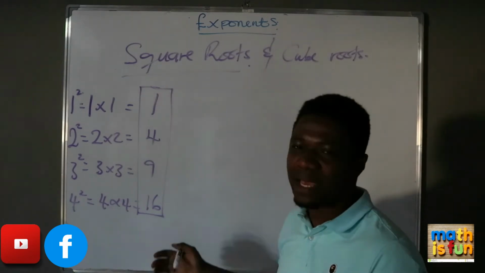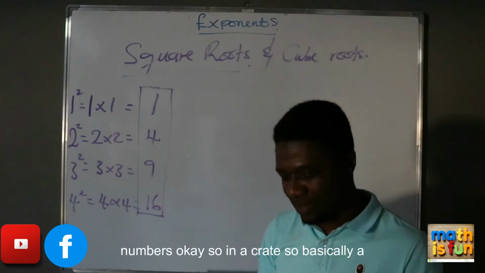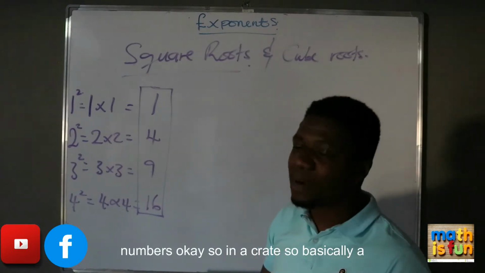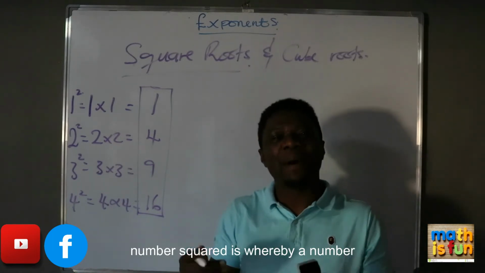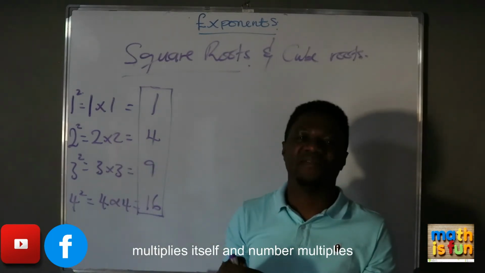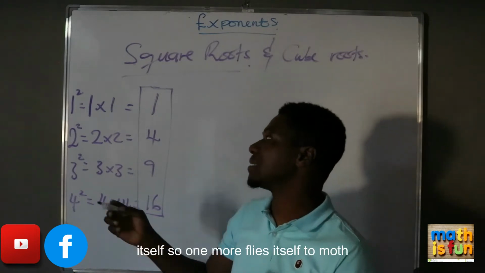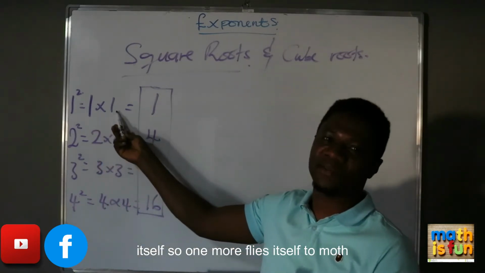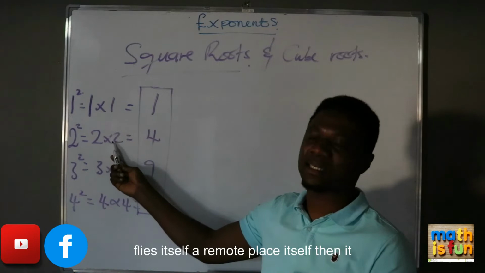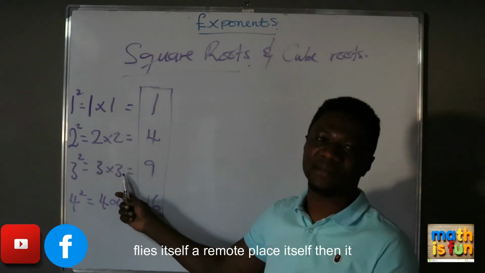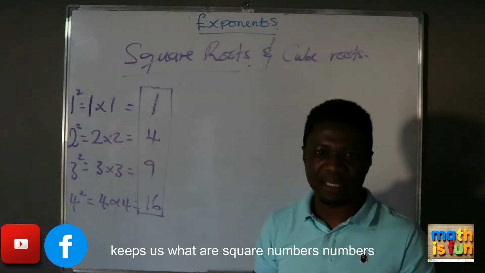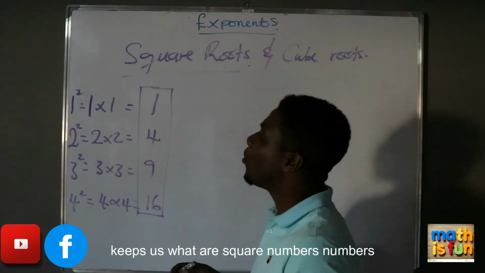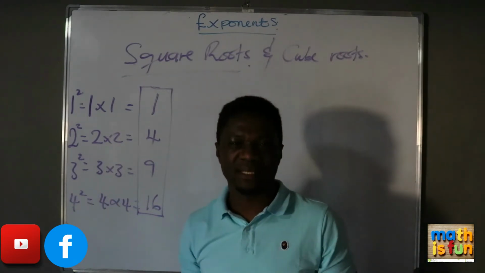These are square numbers. Okay, since we know a number squared, so basically a number squared is whereby a number multiplies itself. So 1 multiplies itself, 2 multiplies itself, 3 multiplies itself. Then it gives us what? The square numbers. Good. Then what about cube numbers?